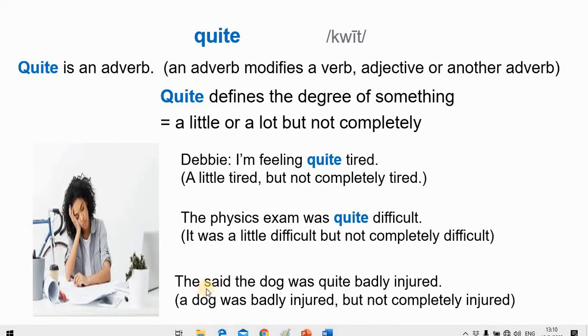Here in number 3, they said the dog was quite badly injured. Here this is slightly different. Quite here is an adverb, and this time it is modifying another adverb, and the other adverb is badly. So badly is modifying the adjective injured. Alright, so that's the difference in grammar.